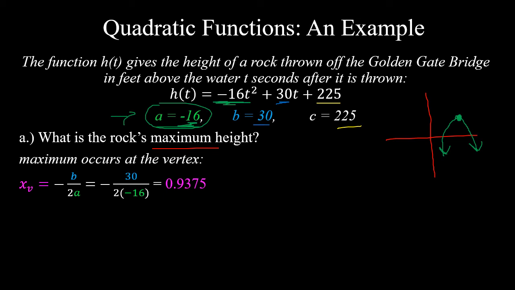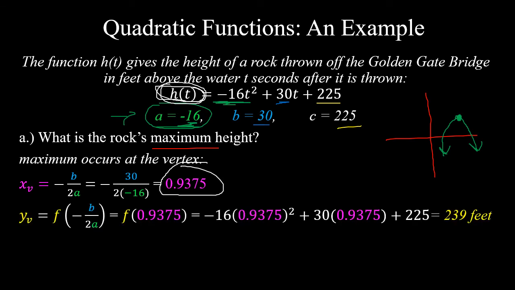That is our input. Height is our output. That's really important to realize, which is going to be our y coordinate. So we need to take this x value and plug it into our function. Okay? We need to find the y value. What is my output after 0.9375 seconds have gone by? What's the height? That's what I have to solve for. Okay? We want to know the rock's maximum height. So I need to be solving for the output here.